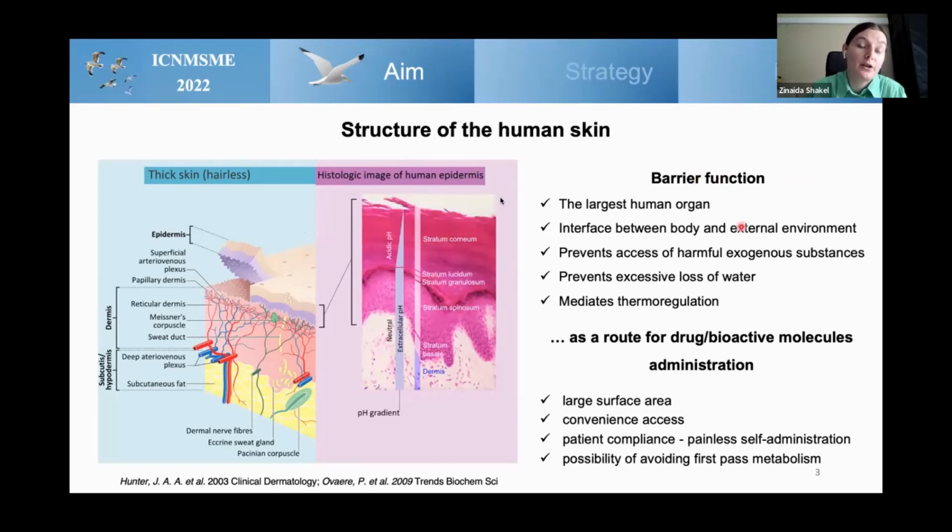And because skin is the largest human organ, it's also the interface between the body and the external environment. It mediates thermoregulation and water balance. Also, skin can be used as a route for drug or bioactive administration due to its large size, and it can be painless, because it allows self-medication, self-administration, and the possibility to avoid first-pass metabolism.